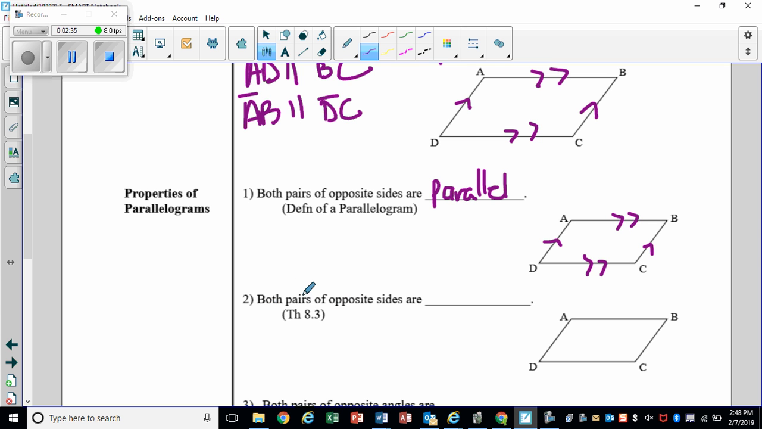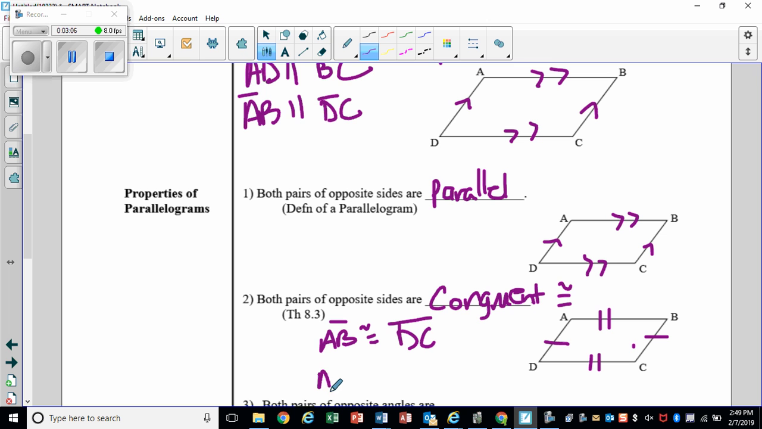The next property is both pairs of opposite sides are going to be congruent. Okay, congruent is what we're going to put. And in short, you can put the congruency sign, meaning AD is congruent to BC, and AB is congruent to DC. So you can write AB is congruent to DC and AD is congruent to BC. They're going to be congruent. That's the property of a parallelogram.